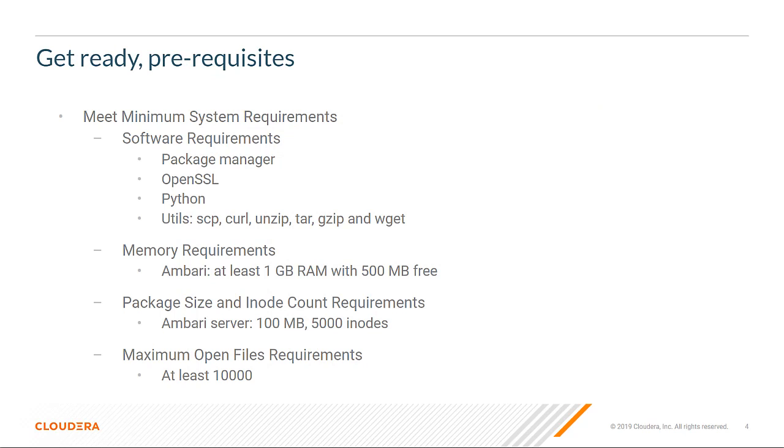Now for us to install Ambari and HDP, we need to fulfill some minimum system requirements. That is, we need to install some packages such as OpenSSL, Python, NTP. A package manager will be useful as well. We also need free RAM memory and disk space, and we need to make sure some system configurations are set for everything to run without issues.